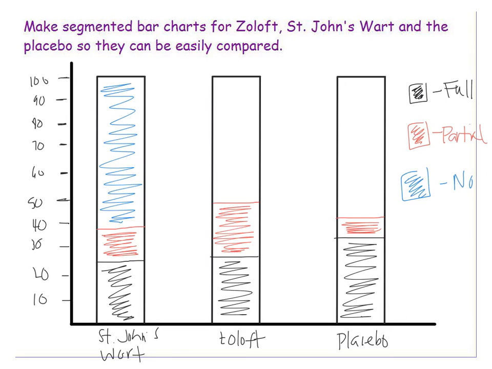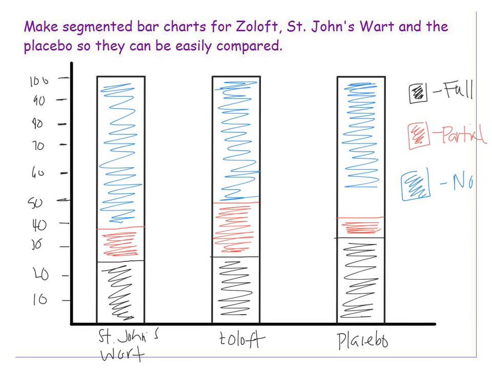Zoloft, I was at 49. I need to add 51 to that. Well, 49 plus 51 is again 100. So that means that that bar I did correctly. Whoops, didn't mean to go off that right there. And then finally, placebo, I was at 43. I need to add 57. 43 plus 57 is for the third time 100%. That's how you know you did these right. Don't assume. Double check the math to make sure you didn't make a mistake along the way.